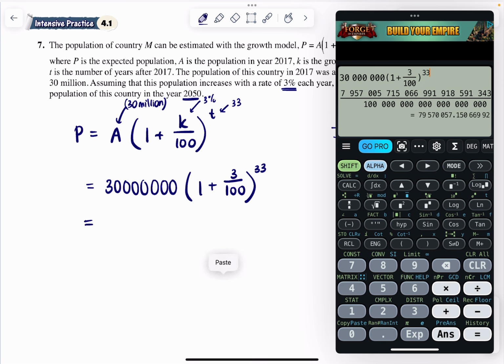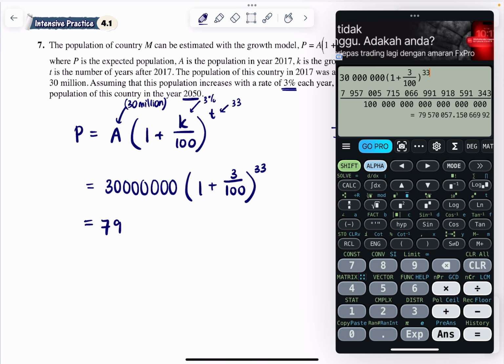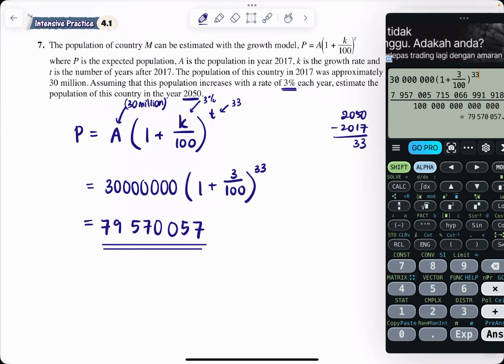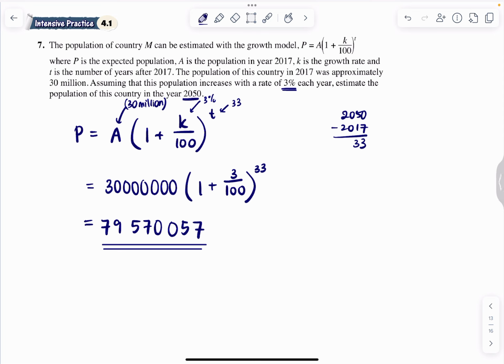So we get 79,570,057 people. This is the estimation of how many people will be there in the country in 2050. Okay, so from 30 million, every year it increases by 3% for 33 years. So this much. That's it.